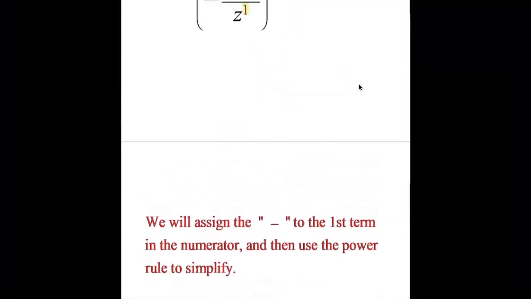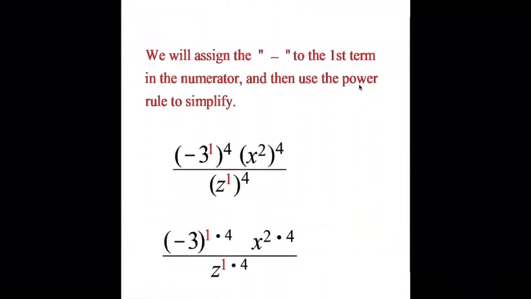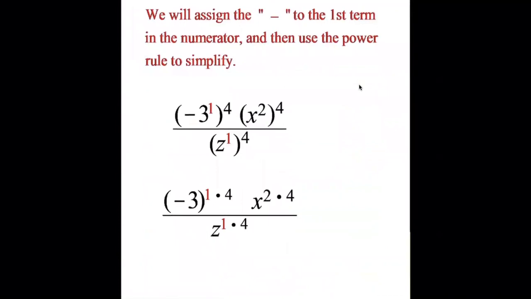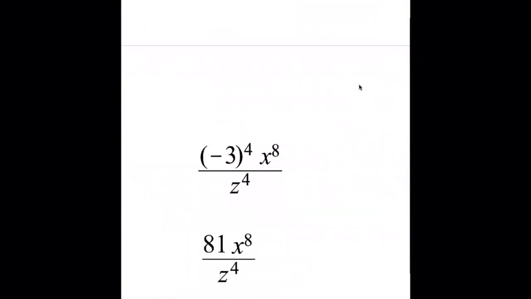Each one of these, remember, has to be multiplied by that exponent on the outside. Everything on the inside is affected by that number on the outside. So in that case, it's a 4. So that means everything gets raised to the 4th power. We're going to have 2 times 4, 1 times 4, and 1 times 4. So obviously 1 times 4 is 4, 2 times 4 is 8, and 1 times 4 is 4.